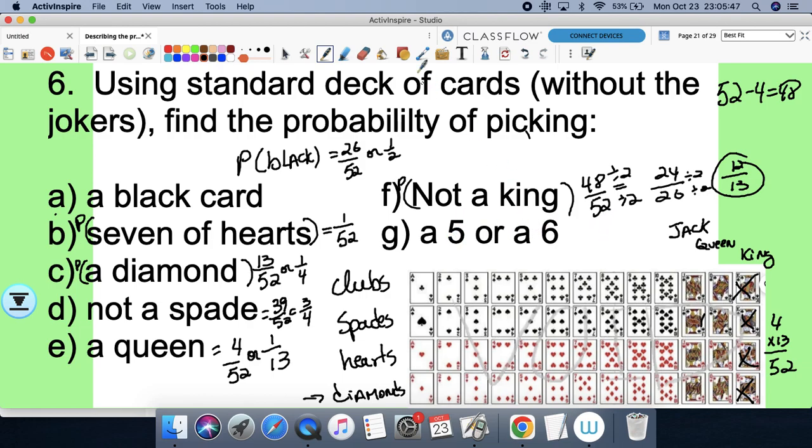A 5 or a 6. The probability of getting a 5 or a 6. There are four 5s and four 6s. So there's 1, 2, 3, 4, 5, 6, 7, 8. So it'd be 8 over 52. Divide by 4 is 2, divide by 4 is 13.